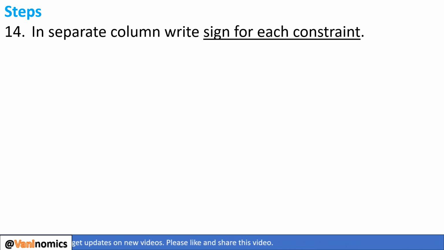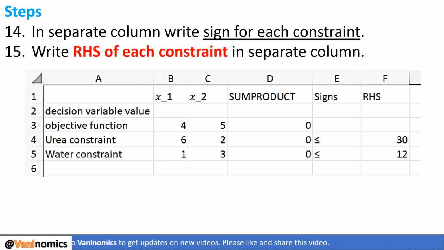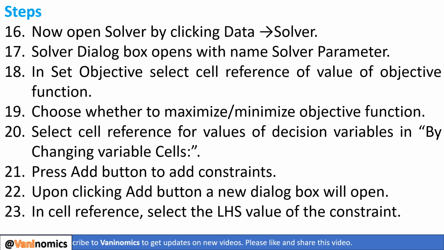In separate column, write sign for each constraint. You can see here we have put sign after the sum product, and write RHS of each constraint in separate column. Remember, when we are writing this all, your whole problem in mathematical formulation should be on the right hand side, or should be side by side, so that you can see and there shouldn't be any mistake. Then these steps again I will illustrate further.